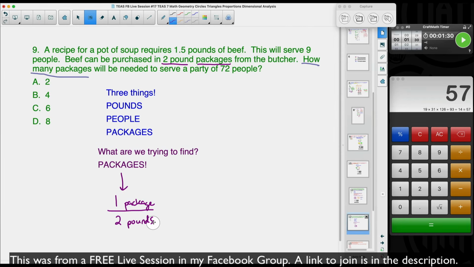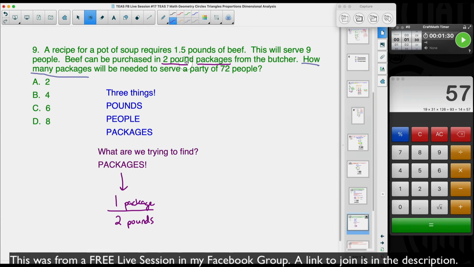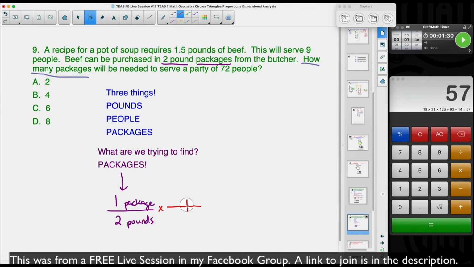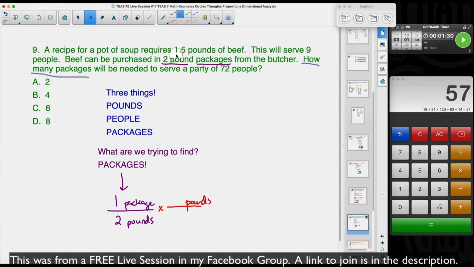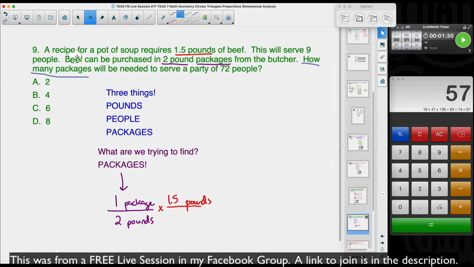So again, the question says how many packages. That's what I'm starting off my problem with. I go back in my problem and I find some information that I know about packages. They are 2 pounds of beef. So automatically, let's build that habit. The next fraction, we're going to put pounds at the top. Well, what do we know about pounds? We got 1.5 pounds. Now, y'all, we can't always count on both of the numbers being in the same sentence. So, you know, a little bit of English and reading and whatnot here.